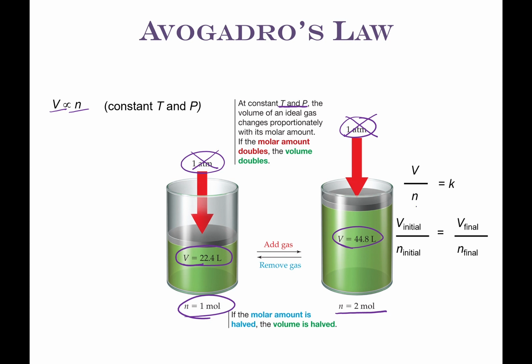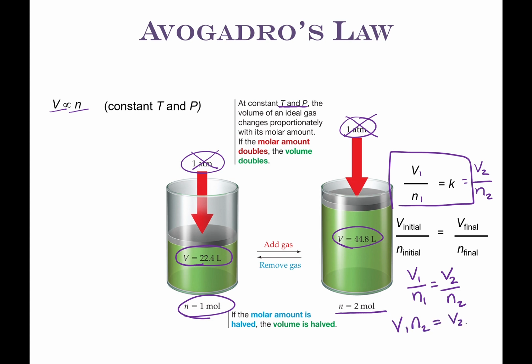So V over N is equal to a constant K, or V1 over N1 is equal to K, and V2 over N2 is also equal to K. And you could use initial and final too, but we usually just use V1 over N1 is equal to V2 over N2, or V1 N2 is equal to V2 N1.